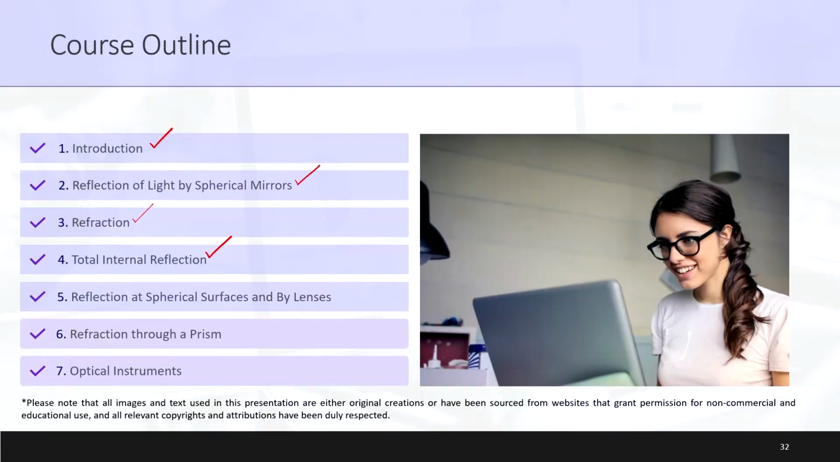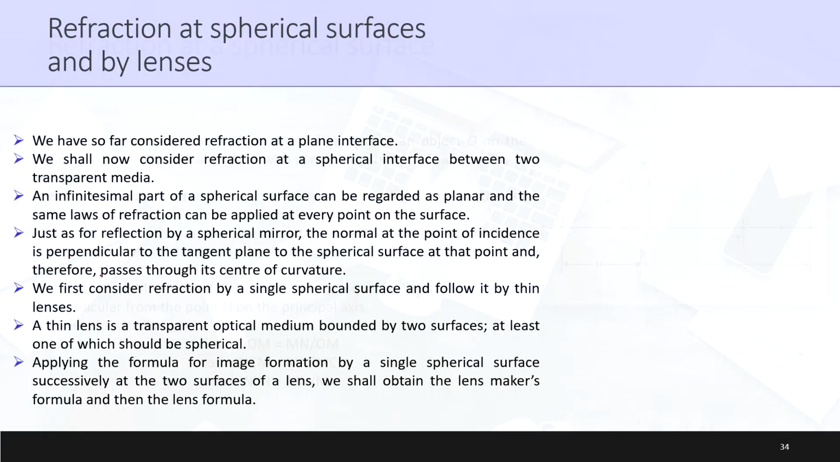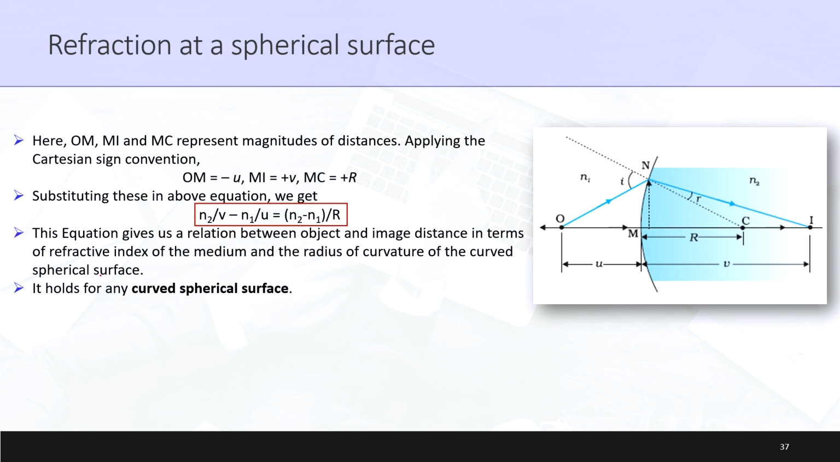In the last lecture, we started with refraction at spherical surfaces and by lenses. We started with the basic concepts, and by using the relations between N1, N2 and the lens and the mirror equation, we derived the equation for curved surfaces. So, let us move on. Refraction at spherical surfaces and by lenses. In the last lecture we derived this equation, that is N2 by V minus N1 by U is equal to N2 minus N1 by R. This holds for any curved spherical surface.